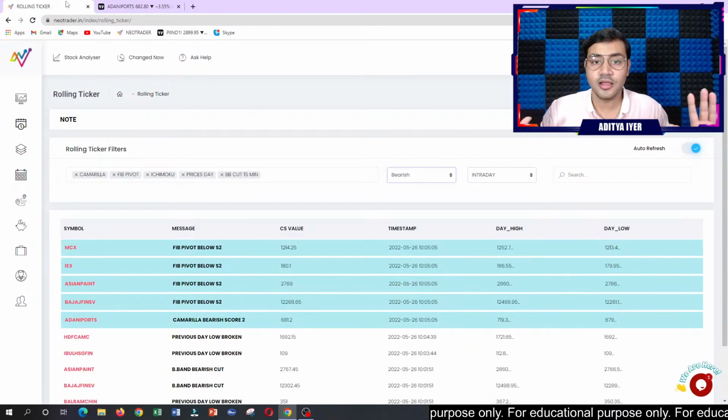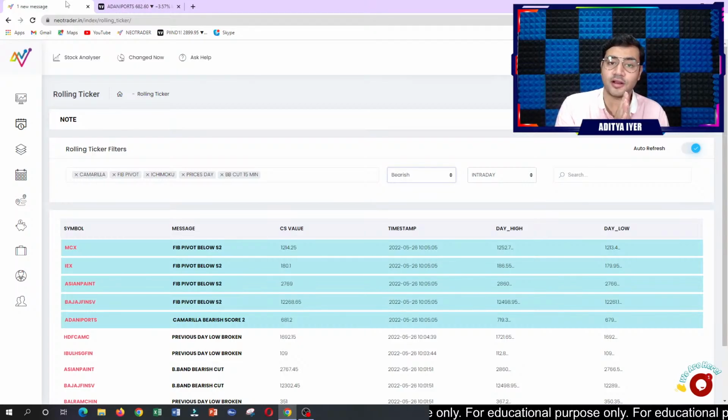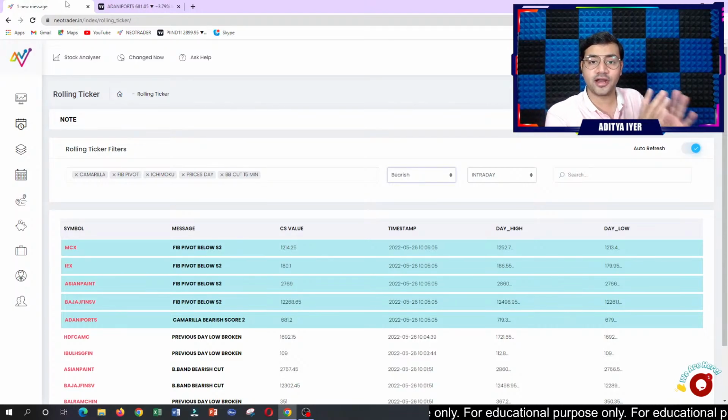मैंने कुछ नहीं किया, मैंने कोई एडवांस टेक्निकल एनालिसिस, कोई एडवांस स्ट्रैटेजी नहीं दिखाया. I didn't even teach you anything honestly. I only showed how I would trade using NeoTrader, right? And all of you have it, right? If you don't have it, you can get in touch with our team and take it, and you can also do the same thing, okay?